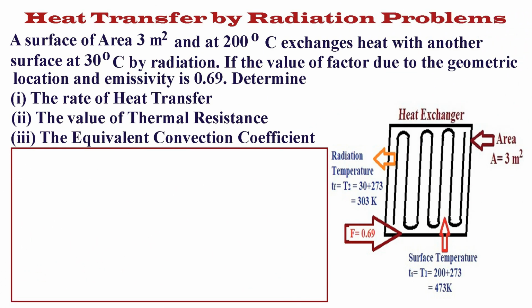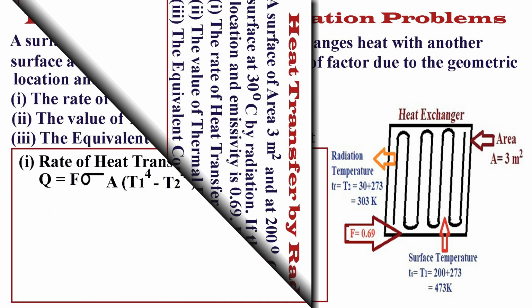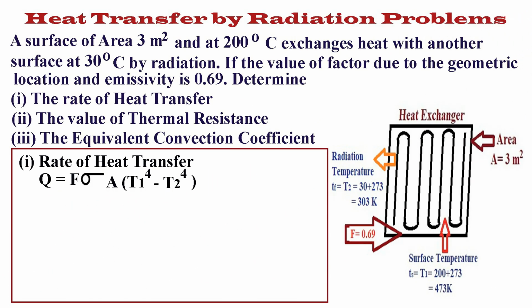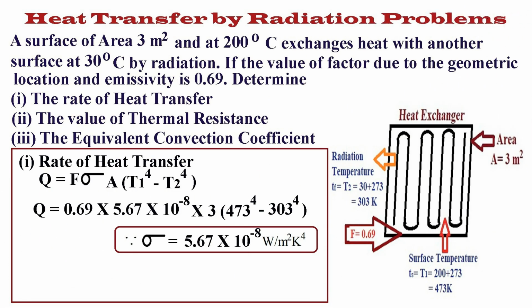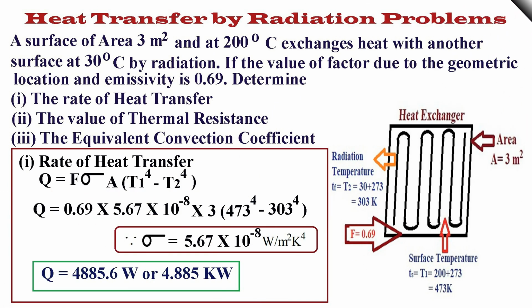So first we calculate the rate of heat transfer. Here the rate of heat transfer Q is equal to F sigma A (T1 power 4 minus T2 power 4). Apply the values in this formula: F is equal to 0.69, sigma is equal to 5.67 into 10 power minus 8, area 3, T1 is equal to 473, T2 is equal to 303, and finally the heat transfer Q is equal to 4885.6 watts or 4.885 kilowatts. So this is the rate of heat transfer.